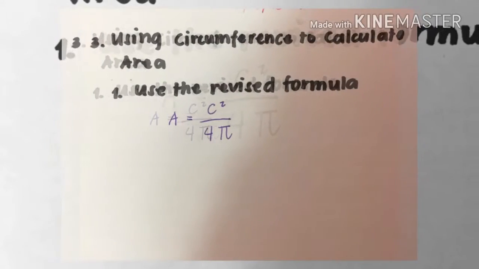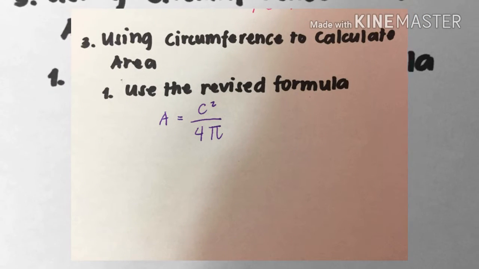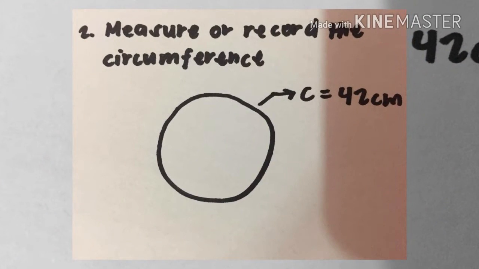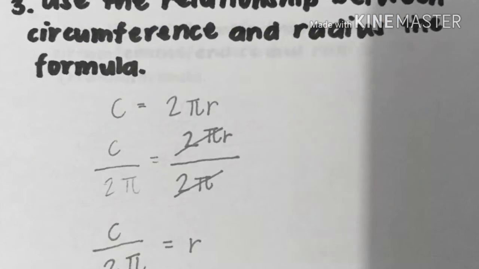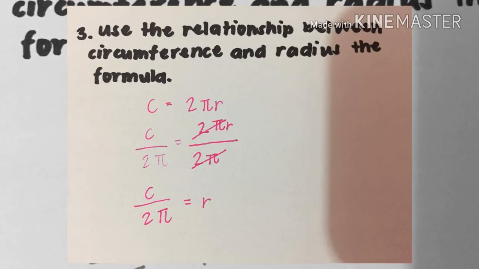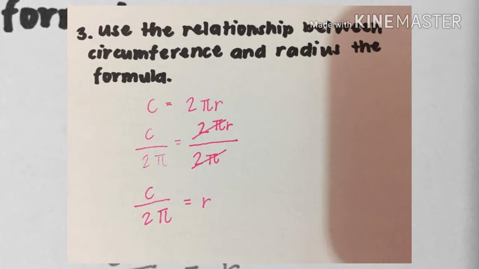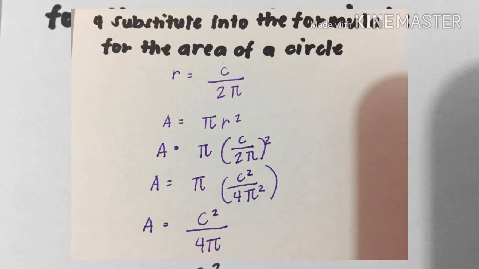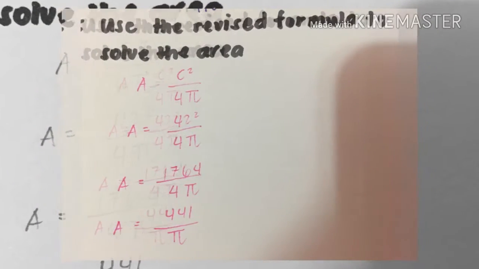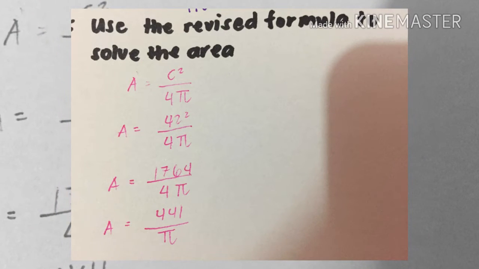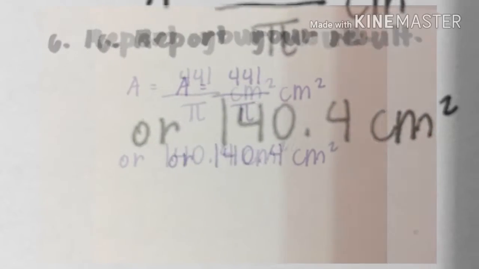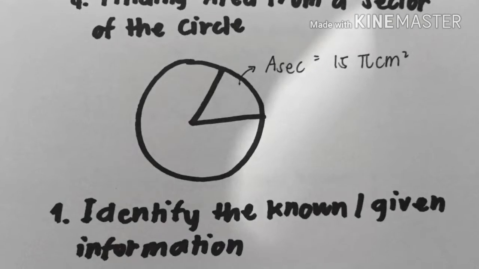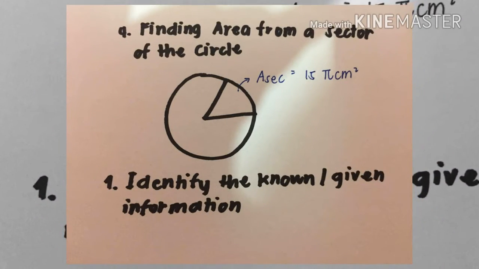The next step is using the circumference to calculate the area. First, use the revised formula. Then, measure or record the circumference. Next, use the relationship between circumference and radius. Then substitute into the formula for the area of the circle. Then use the revised formula to solve the area. Report your result.